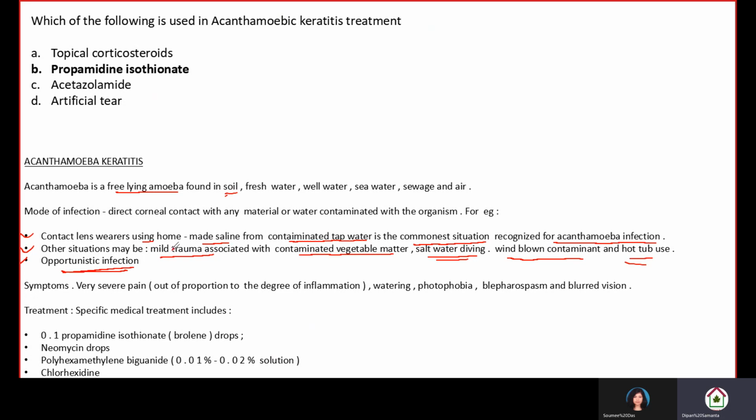Now the symptoms: first, very severe pain, out of proportion to the degree of inflammation, along with watering, photophobia, blepharospasm, and blurred vision. Treatment is propamidine isethionate, Brolene drops, neomycin drops, polyhexamethylene biguanide, or chlorhexidine. Especially we need to remember 0.1% propamidine isethionate drops. That is the most important treatment.